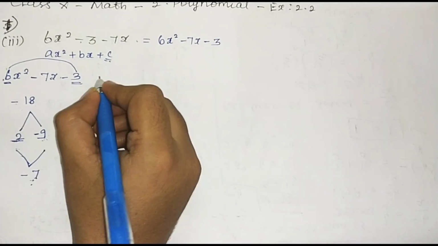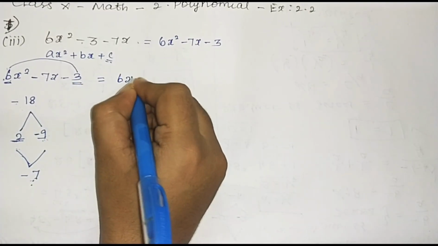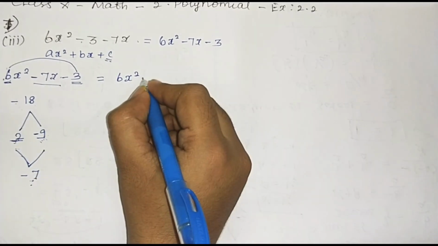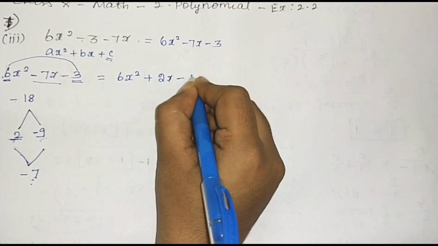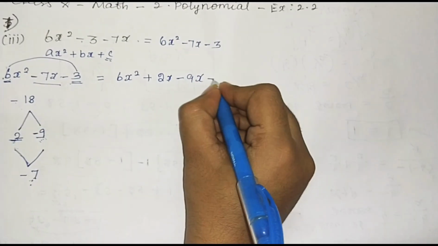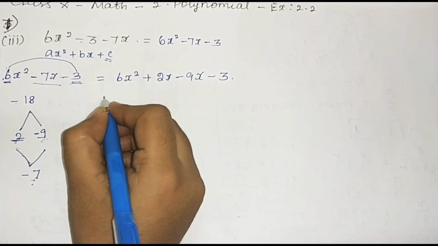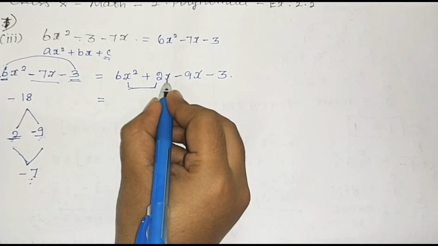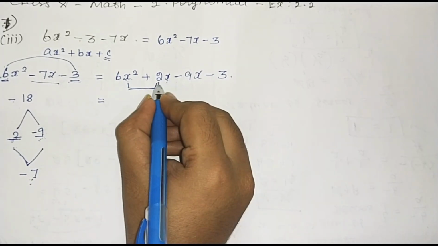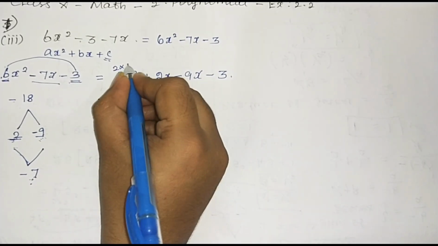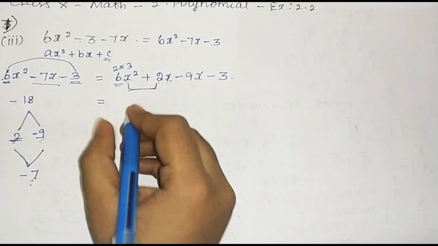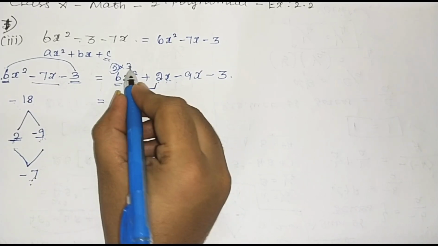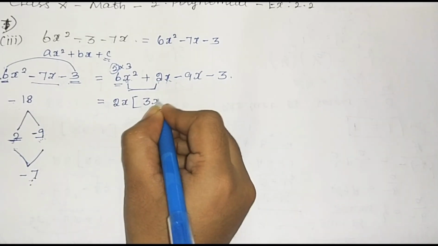Now we can simplify. The first term we write as it is, 6x square. The second term we split into 2 and minus 9, so plus 2x minus 9x. The last term we write as it is, minus 3. In the first two terms, what is common? Here x square, here x, so x is common. And here 2 table, and 6 also we can write as 2 threes. So 2 is common and x is also common. So 2x we can take outside. If you take 2x, the remaining in the first term is 3x.